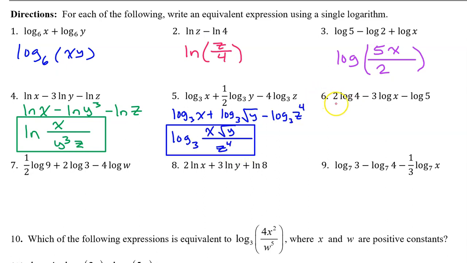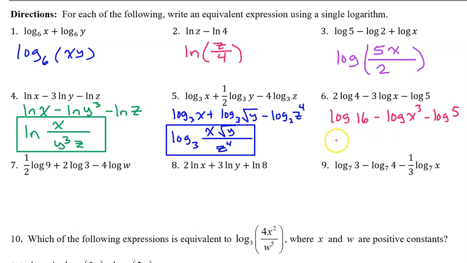To begin number 6, we need to move the 2 to the exponent and the 3 to the exponent. So we will have the log of 4 squared, but 4 squared is just 16, so let's go ahead and just put that. Minus the log of x to the 3rd power, and then minus the log of 5.